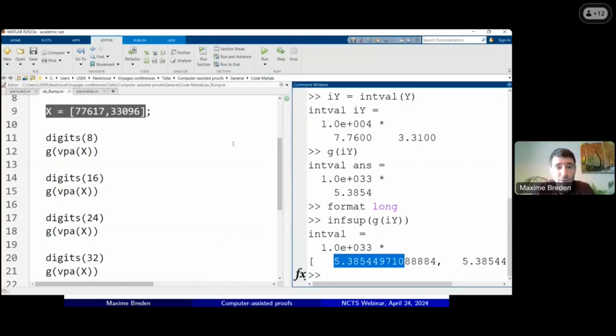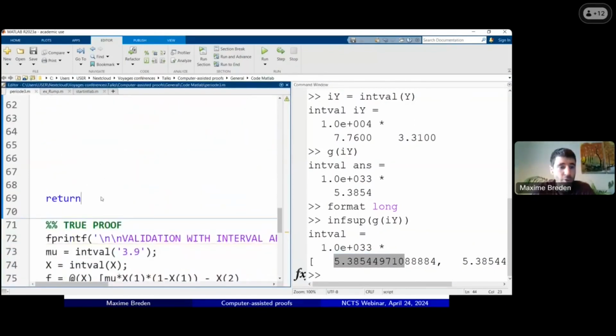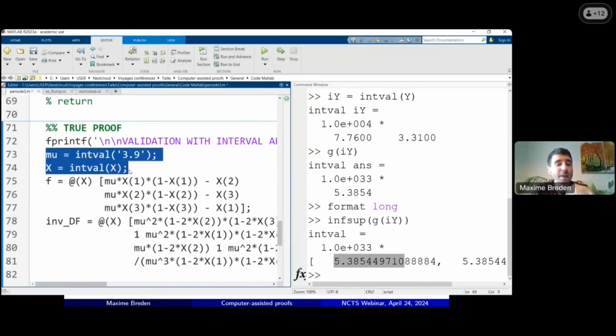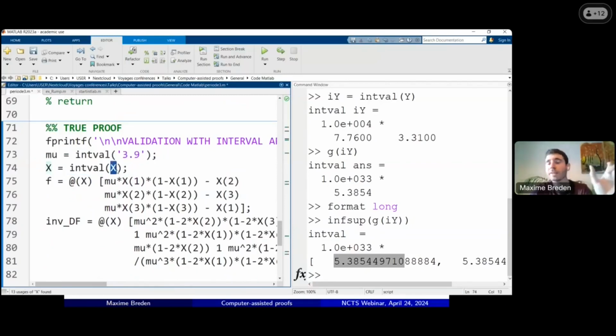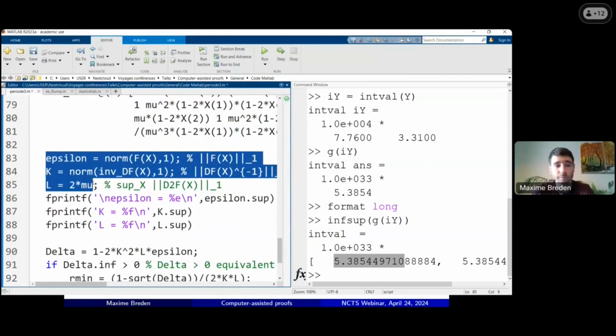And so let's do that for our example. So we go back to the proof I had before, and I do exactly the same thing, except at the beginning, I declare that the parameter mu is an interval. And my solution x is still obtained by doing Newton's method with floating points. You should not change arithmetic at that level. But once you have the approximate solution, then you declare this as an interval so that all the computations for the bounds, epsilon, kappa, and L, are done with intervals.